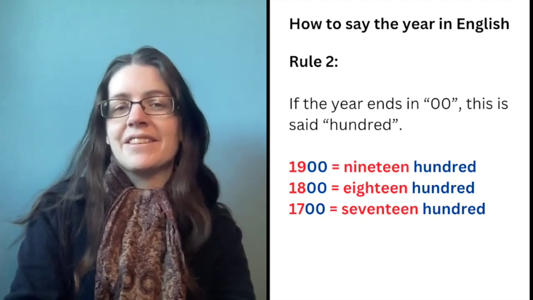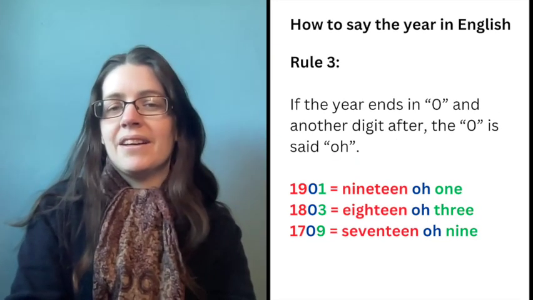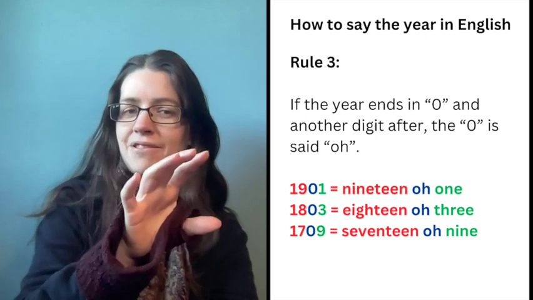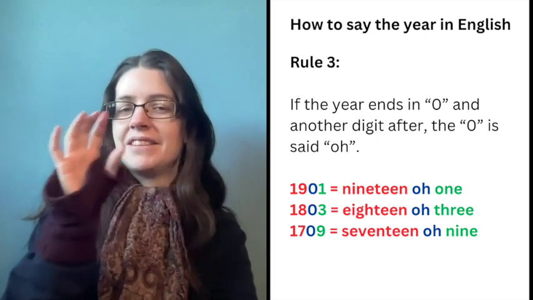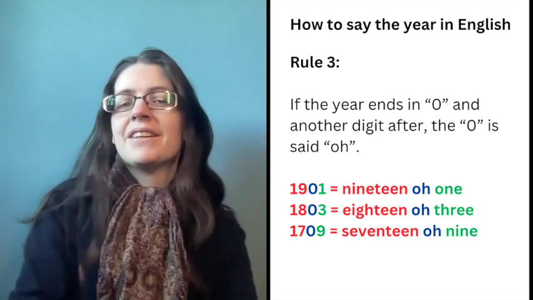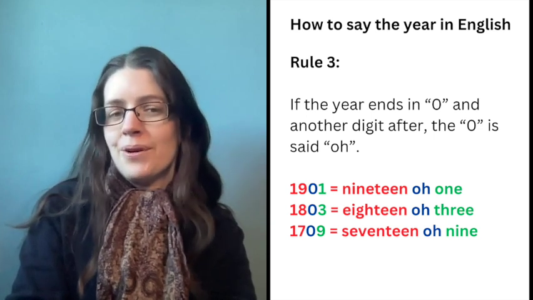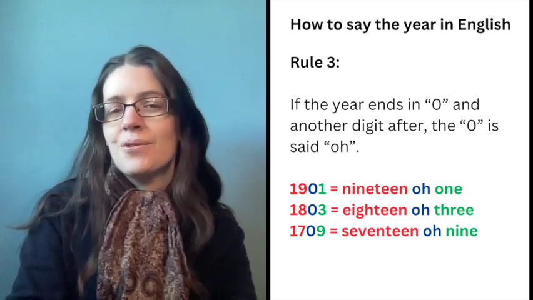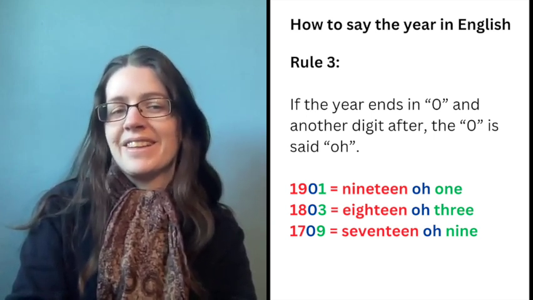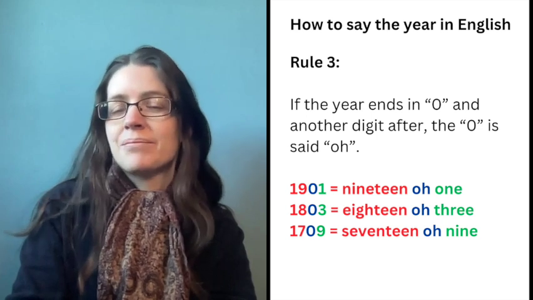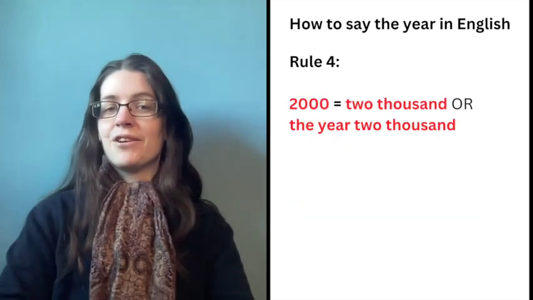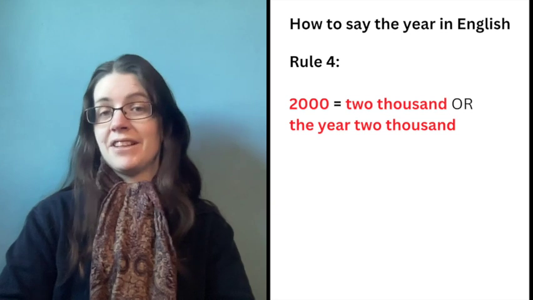Rule number two, if the year ends in 00, this is said 100. 1900, 1800, 1700. And if the year ends in 0 and another digit after the 0, the 0 is said O. 1901, 1803, 1709.